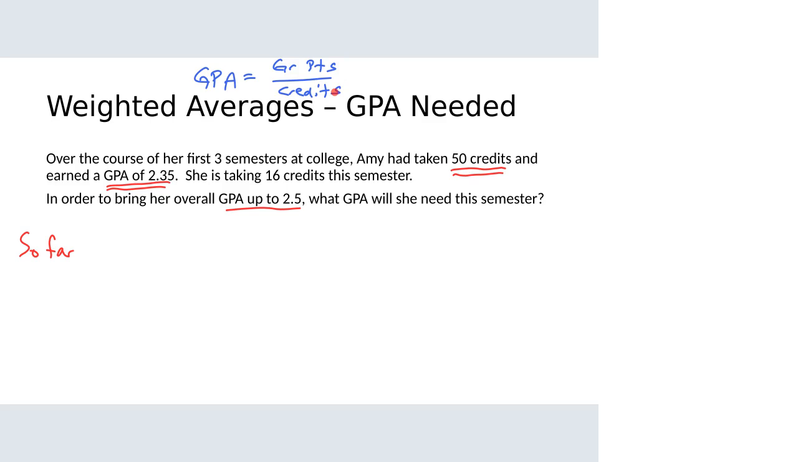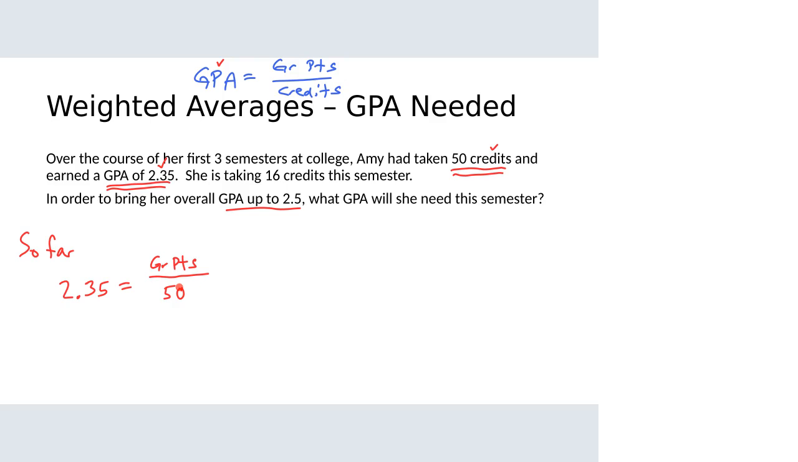And so far for Amy, we know what her GPA is. We know her GPA is 2.35. And that equals her grade points over credits. We know she's taken 50 credits. What we don't know is how many grade points she has so far. Very similar to the formula for the mean, because a grade point average, it's the mean of the grade points you've earned. So it looks very much like a formula for the mean problem.